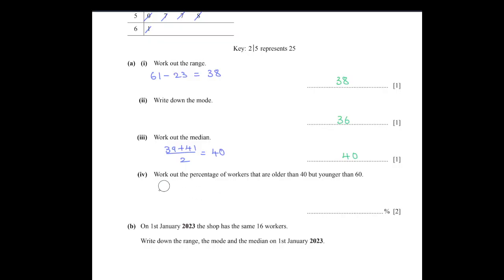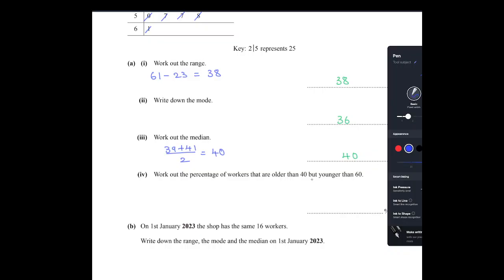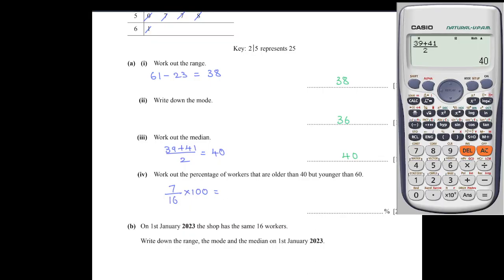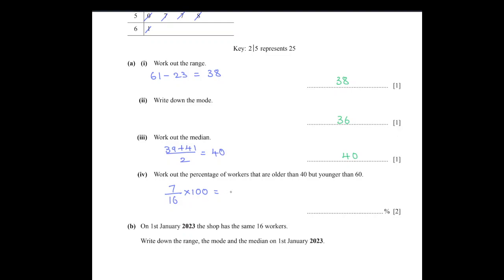We need to find the percentage. So 7 by 16 multiplied by 100 is the percentage you will get here. Find out. 7 by 16 into 100 is 43.75. 43.75% are those people.